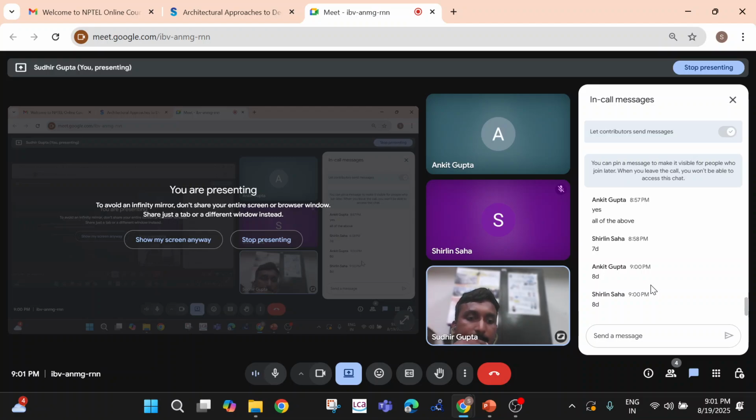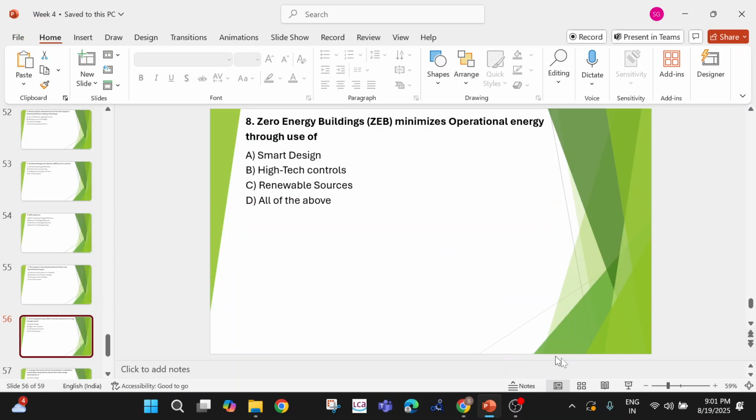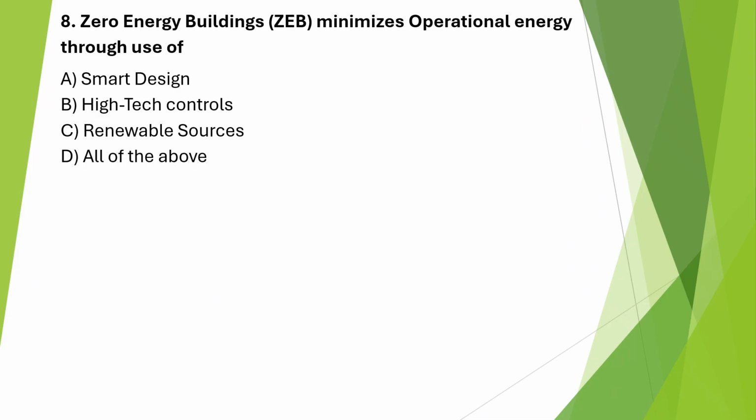So as I can see, most of you are opting for option D, that is all of the above again, and it is the correct answer. So zero energy buildings achieve balance between the energy demand and the renewable supply using smart passive design to cut the demand or advance control that avoids wastage and advance sources like solar and wind.